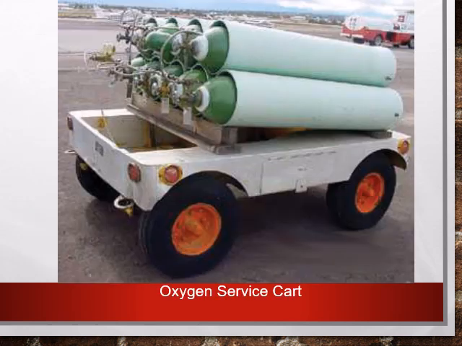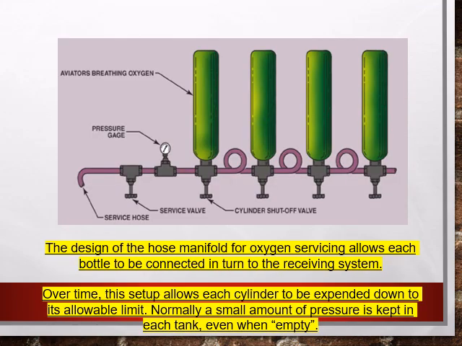This consists of a battery of oxygen bottles hooked to a common service manifold. Sometimes a nitrogen bottle is on the same cart but with different hose fittings to prevent inadvertently interchanging the two systems. No oxygen system should be allowed to become completely empty. When there is no pressure inside the cylinder, air can enter, and most air contains water vapor. The design of the hose manifold for oxygen servicing allows each bottle to be connected in turn to the receiving system.